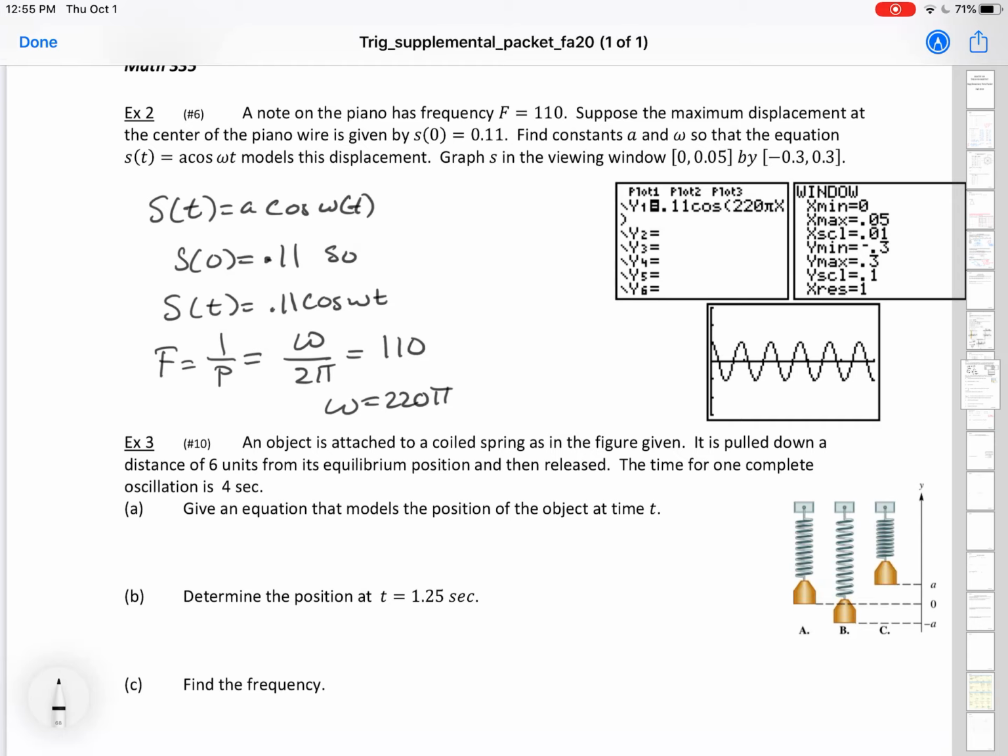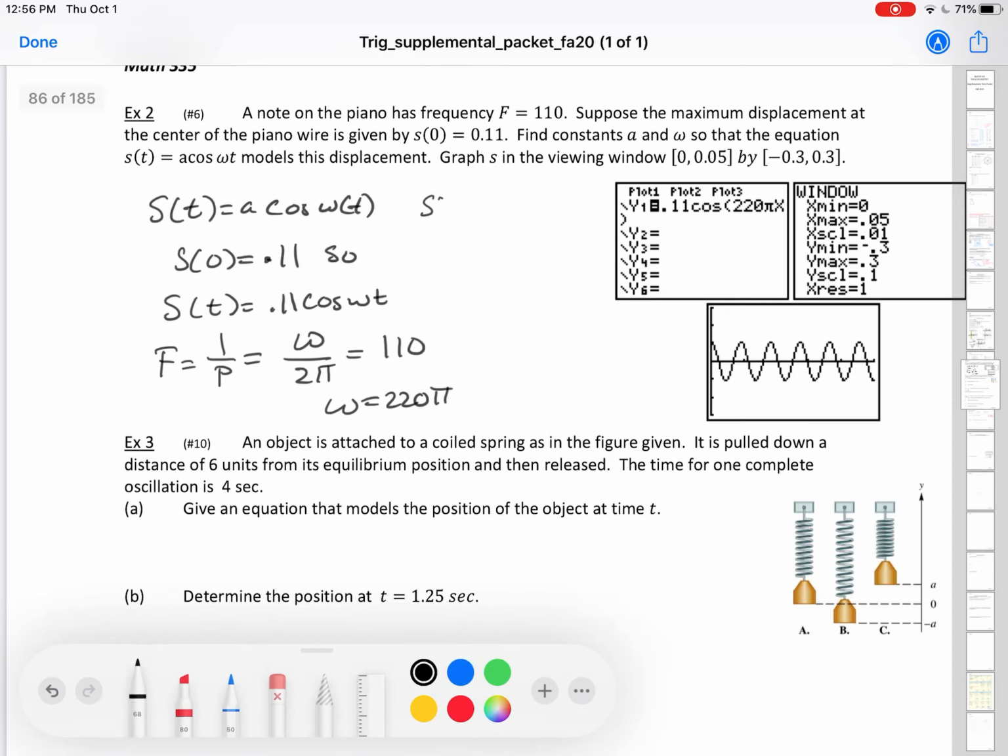220 pi is our omega. And so now we're finished. S sub t, sorry, two things going on there. Sorry, I did it again. At least I didn't go off of the page.